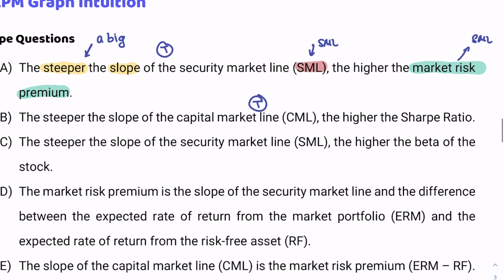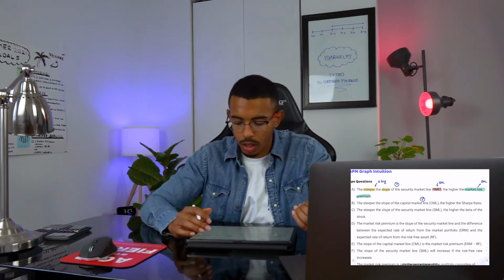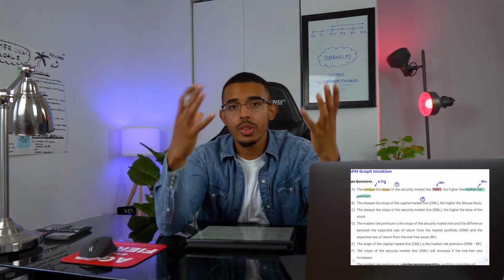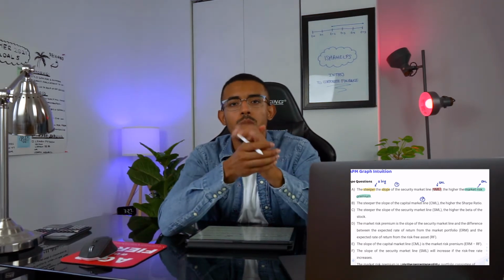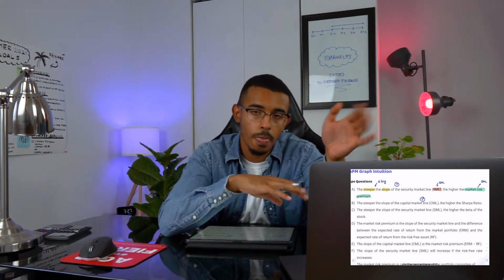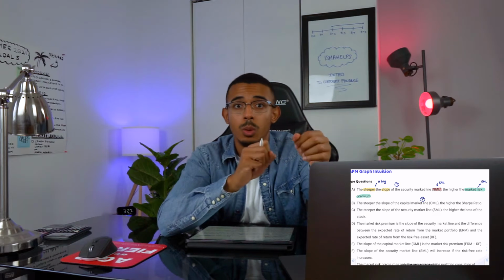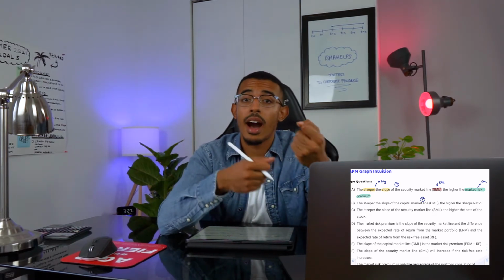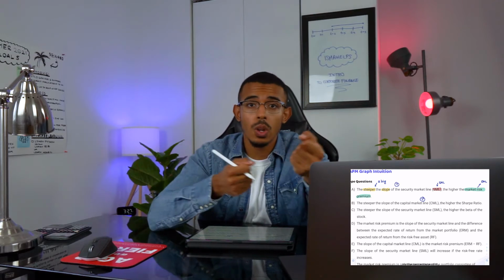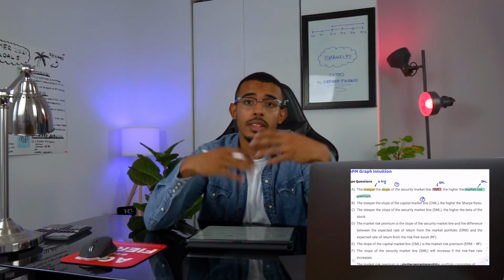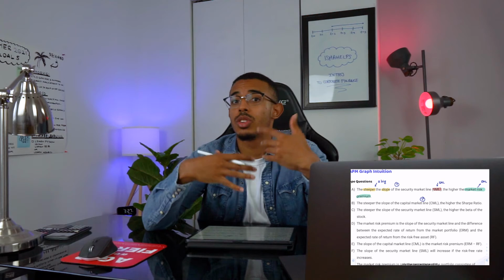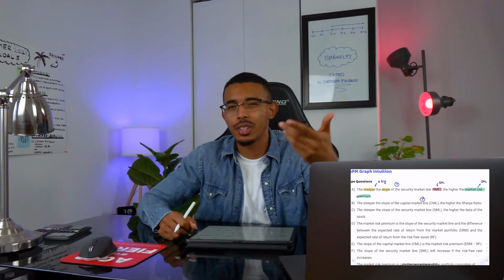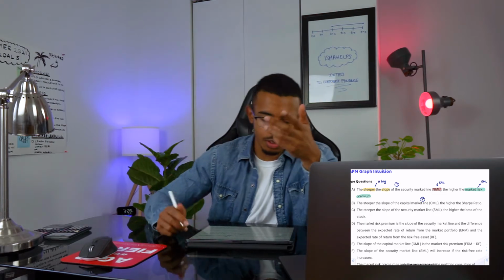Now, if we look at C, the steeper the slope of the security market line, the higher the beta of the stock. We know right now that our slope for the SML is equal to the market risk premium. And if the market risk premium is equal to ERM minus RF, there's no way that a higher beta will be related to our slope. Therefore, saying that a steeper slope would give us a higher beta is actually false.